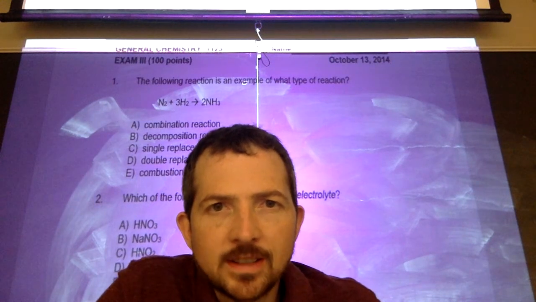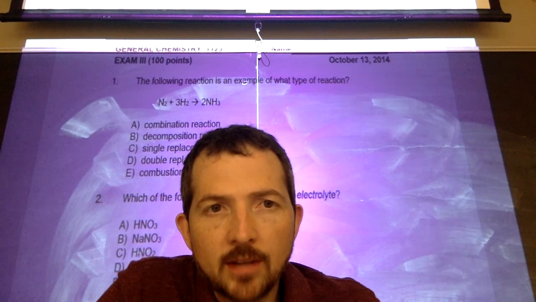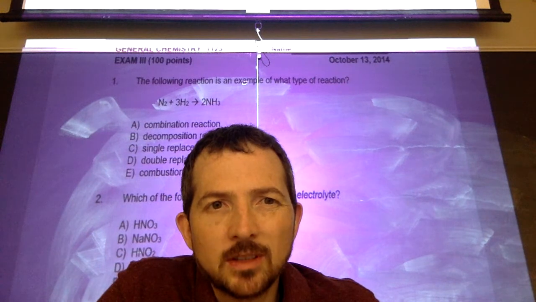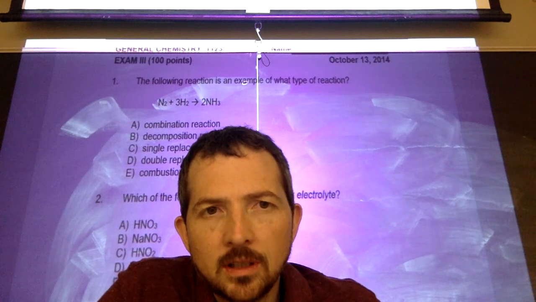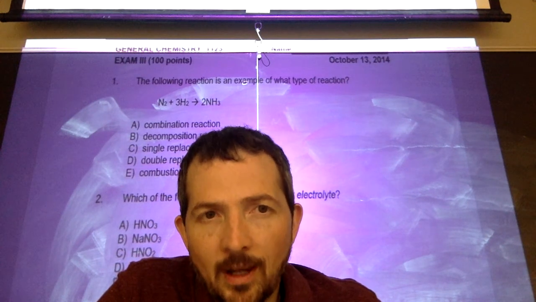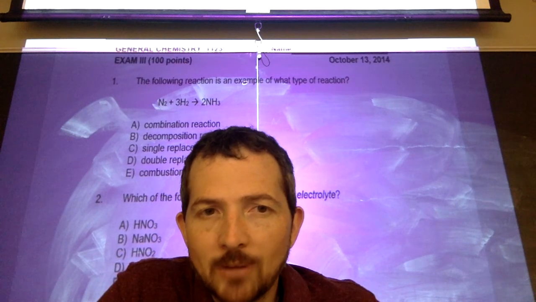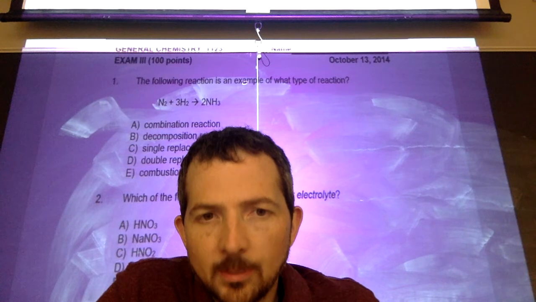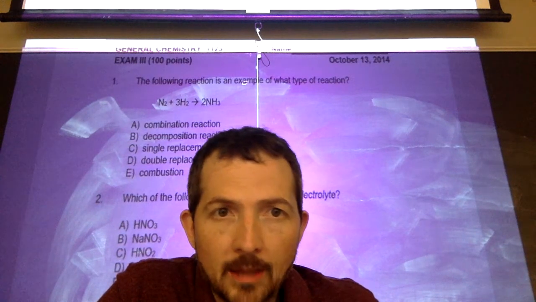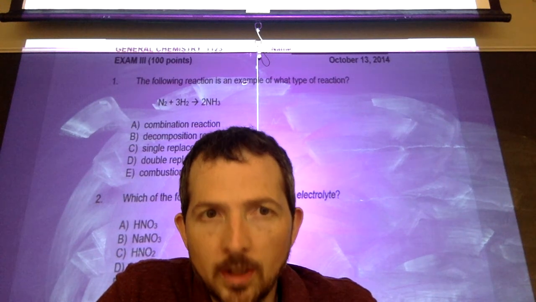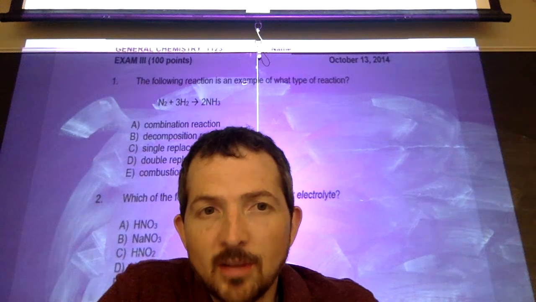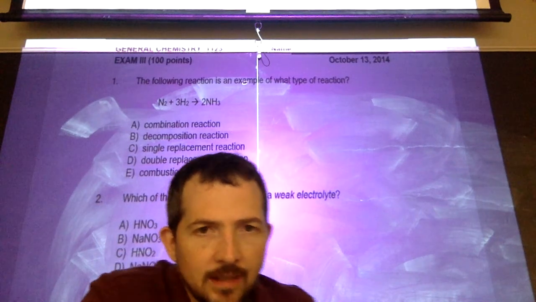It says, the following reaction is an example of what type of reaction. So if I look at the reaction, it says nitrogen plus hydrogen yields ammonia. So I have nitrogen combining with hydrogen to form ammonia. So I have two simpler atoms or molecules combining to form one. And so that is a definition of a combination reaction. So A is the correct answer.